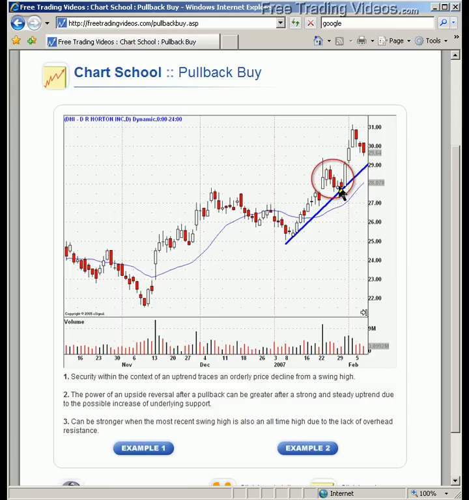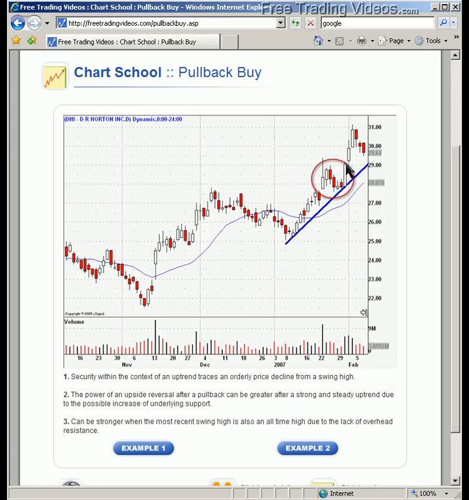Again, if that's a nice orderly pullback, that's going to up the chances that it's easier to make my way back through all this overhead resistance, typically at the prior swing high. And when that prior swing high is also the highest it's ever been, that's going to be powerful, because once it can get past that, if it does, then it's going to be free and clear to go. There won't be any price resistance in the past. And of course, you'd have to go back and look at that in time to find that out.